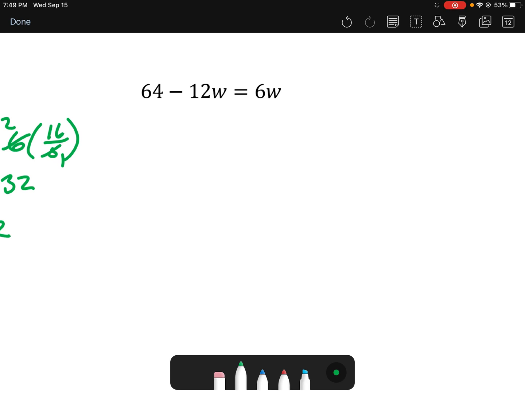Go ahead, pause the video, try out this next one. 64 minus 12w is equal to 6w. Just pause it and try it out.